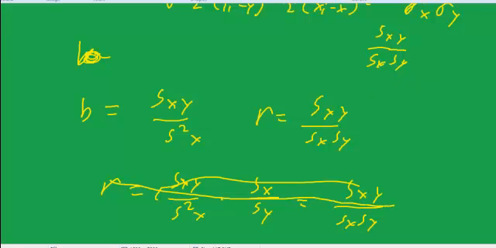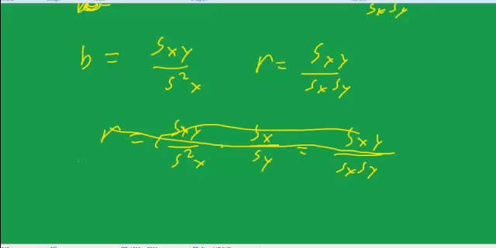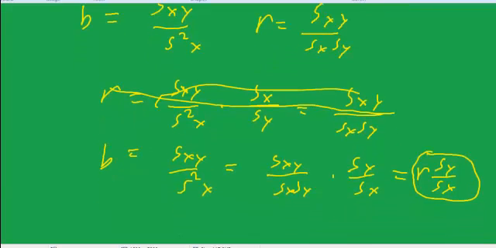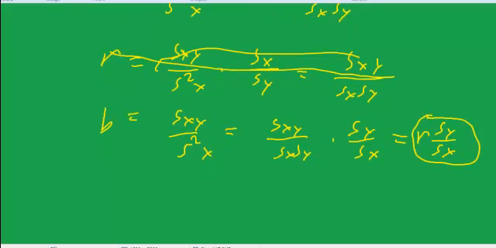Okay, so we want b is equal to sxy over s squared x. That's what we're trying to get. That is equal to r, which is sxy over sxsy, times sy over sx, which is equal to r sy over sx. And that's something that shows up in a fair amount of problems, at least that we have in the textbook. So that's another formula for b.